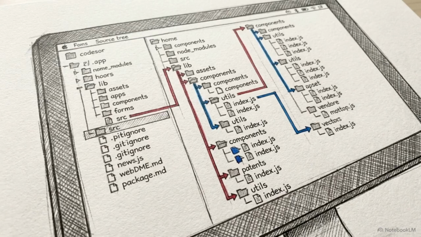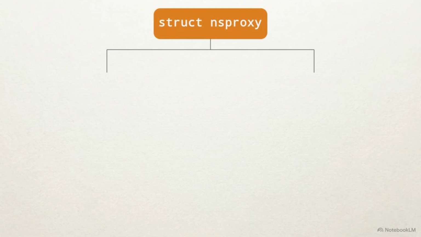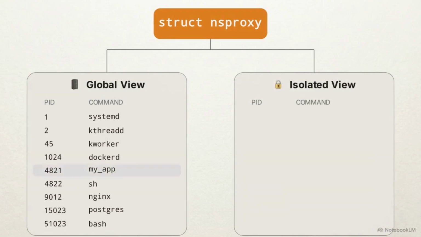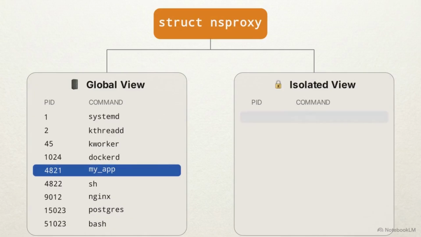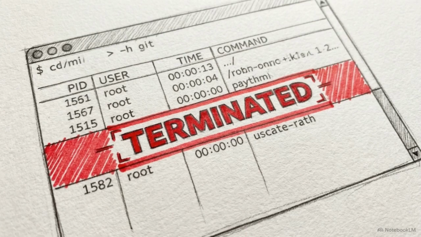To enforce these boundaries, Linux developers introduced namespaces. A namespace wraps a global system resource in an abstraction, altering what a process can see and interact with. These side-by-side tables illustrate how the kernel maintains 2 simultaneous realities using a struct called nsproxy. On the host machine, the global namespace sees an application as process ID 4821, but inside the isolated PID namespace, that same application believes it is process ID 1. This dual mapping controls the container lifecycle.